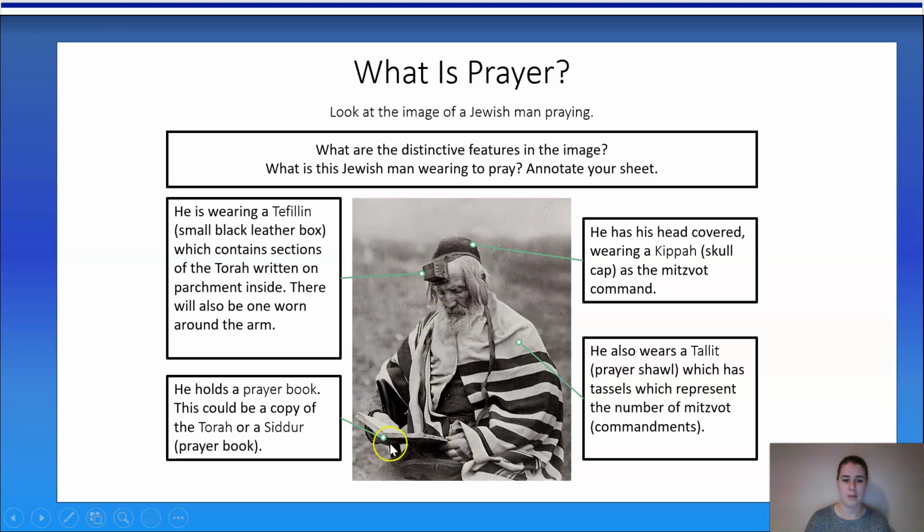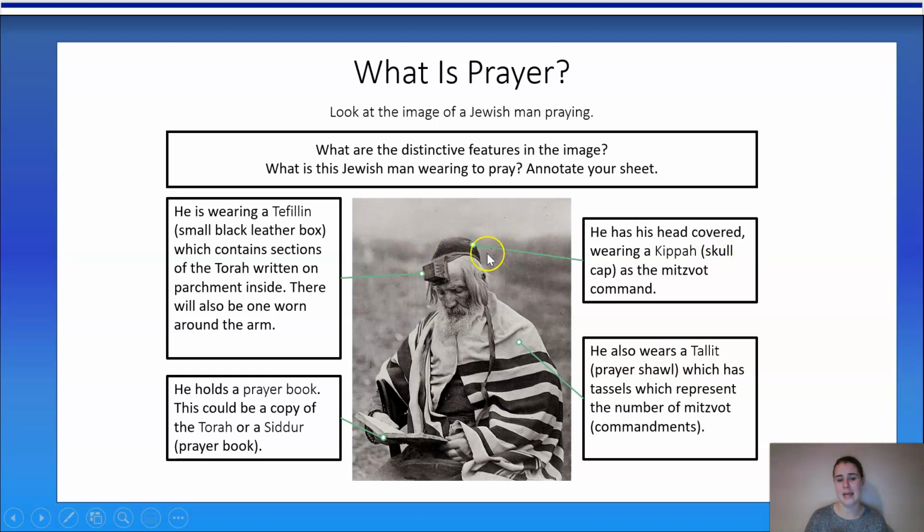Now here we can see the prayer book. Now this could be a copy of the Torah, because although it's out on a scroll, you'd have to have your own copy to be able to read. But it could also be the prayer book, and that's known as the Siddur, which is what we looked at in our retrieval practice.